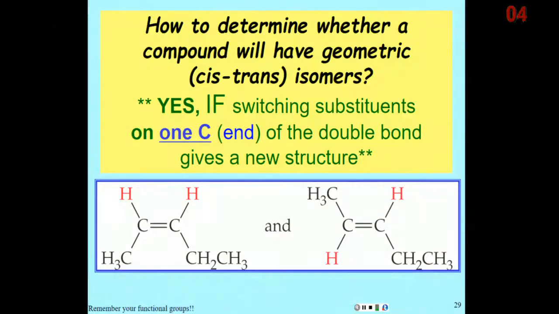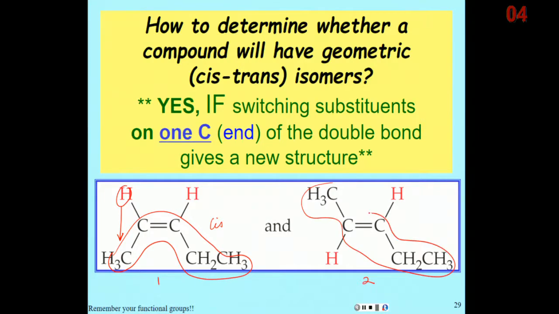But if the 2 substituents on each end of the double bond are unique, if they are switched and you get a new structure, then you do have cis and trans. So if you switch this hydrogen down to here, then we have turned compound 1 into compound 2. And looking at the longest chain, all on one side, we call this cis. And the longest chain on opposite sides, we call that trans. Those cis and trans descriptions will precede the names of the compounds.